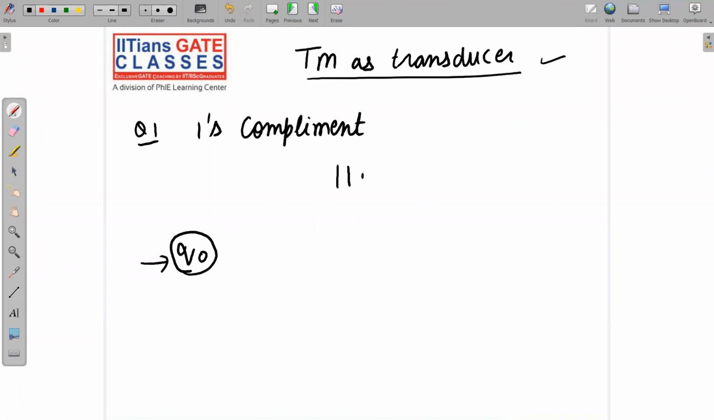Let me take one string 1100. Here we have blank, blank, blank, and blank. Initial state Q0. So Q0 will read this one, it will make it as 0 and move towards the right. The state will be Q0 only, because we are simply finding one's complement, so we do not need to change the state. Q0 will handle everything. That means it will change 1 to 0, 0 to 1, and so on.